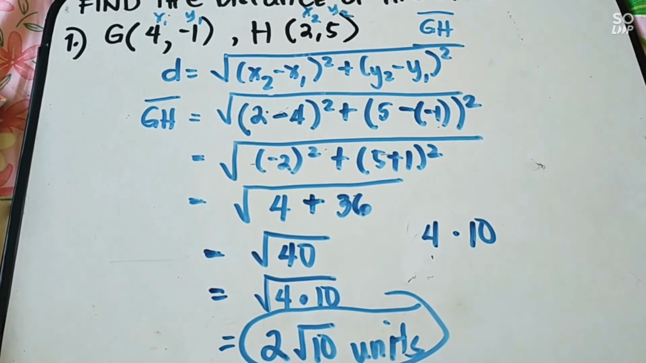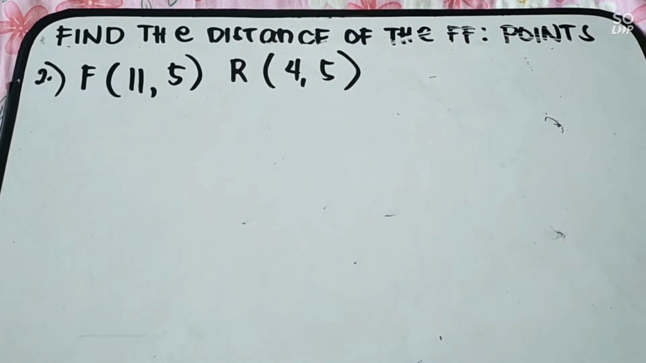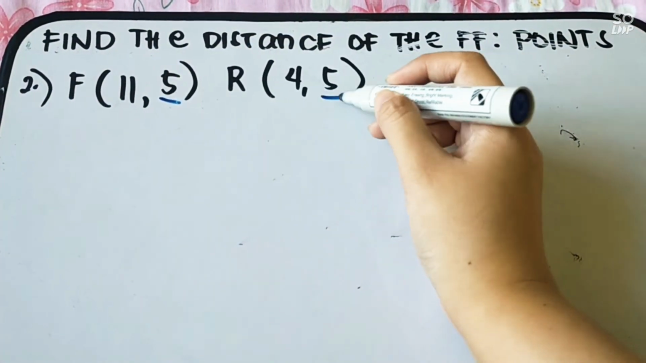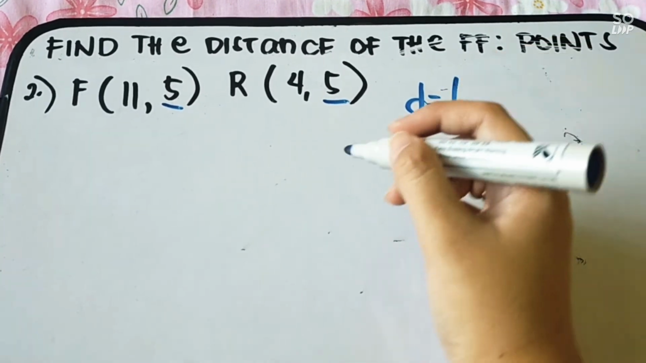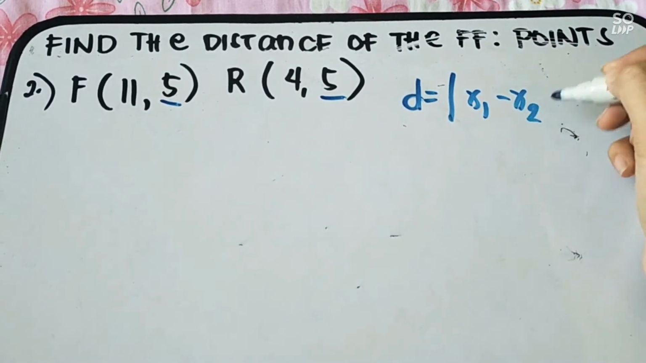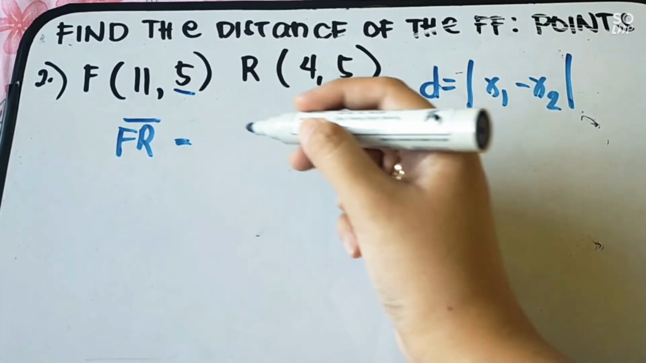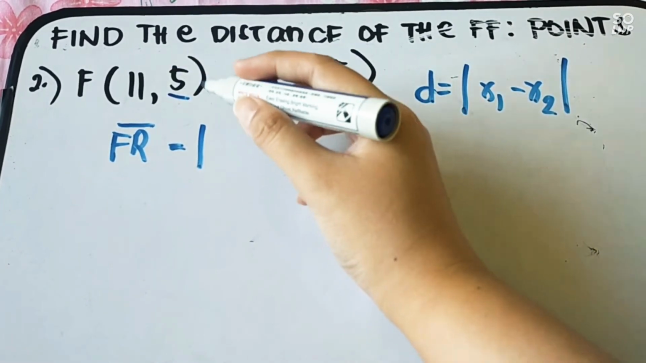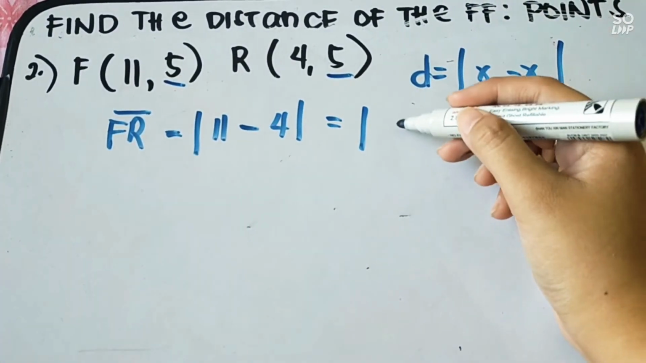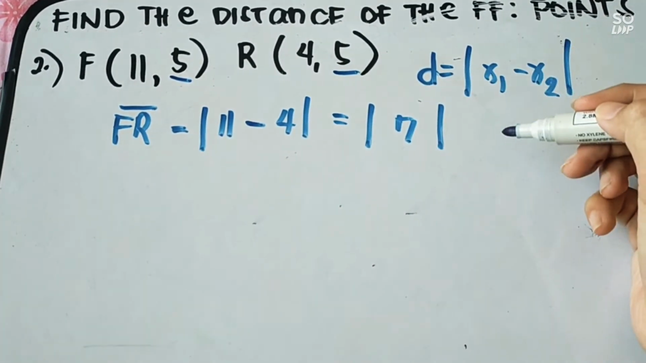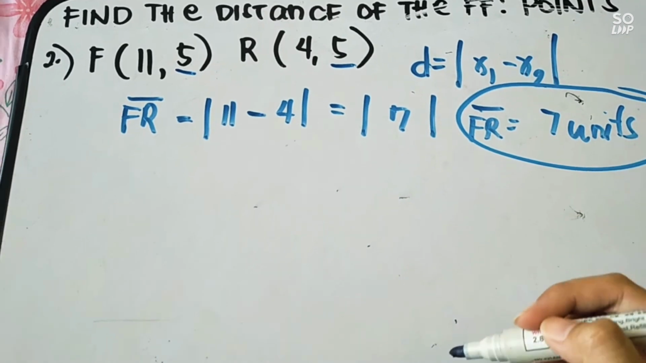Is it clear? Okay. Next. Number 2. Point F is 11 and 5 and point R is 4 and 5. As you can observe here, the y is the same. Okay? So, we apply what we learned earlier: D is equal to the absolute value of x sub 1 minus x sub 2. That is what we will use. Okay? So, we have here FR. The distance FR is equal to the absolute value of, the x is 11 minus 4. What's the absolute value of 11 minus 4? We have 7. Okay? So, therefore, FR is equal to 7 units. That simple. That's the distance.